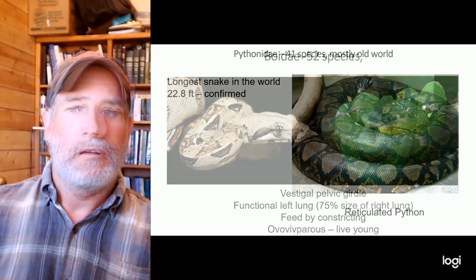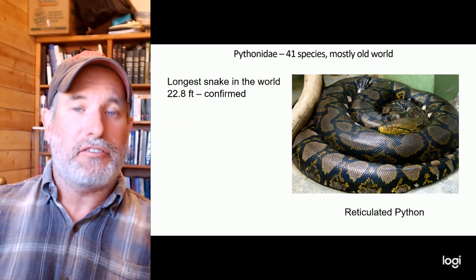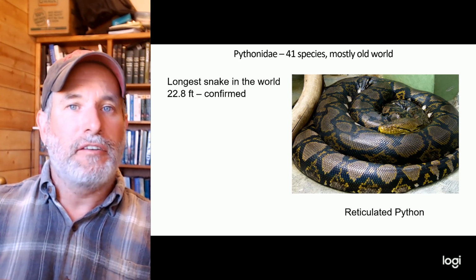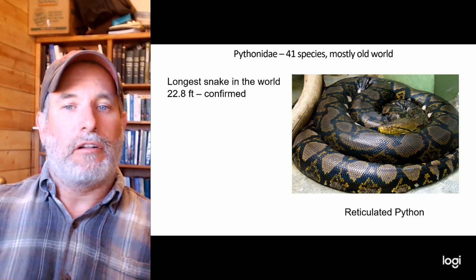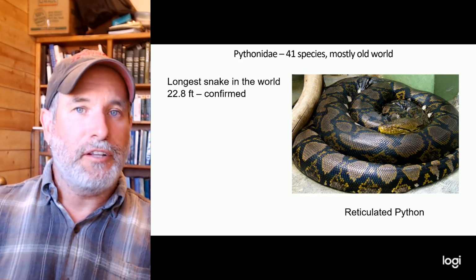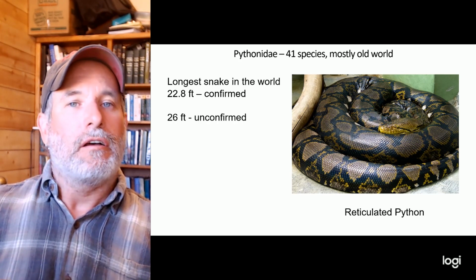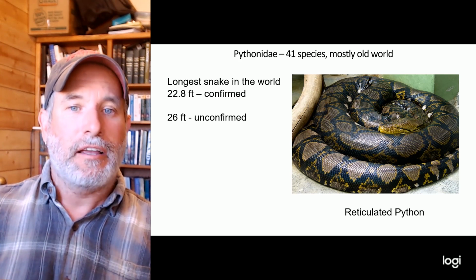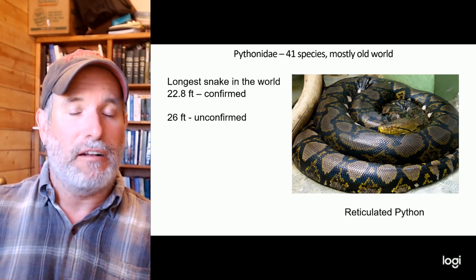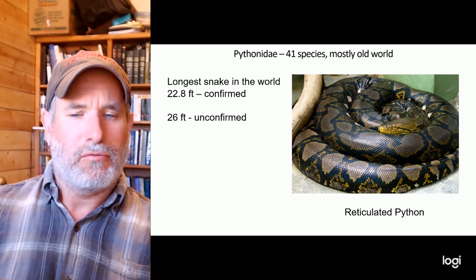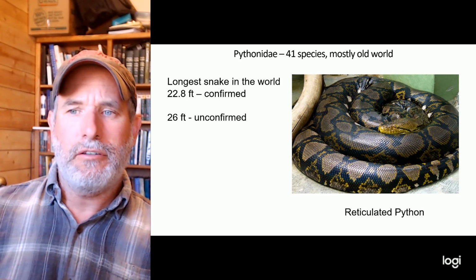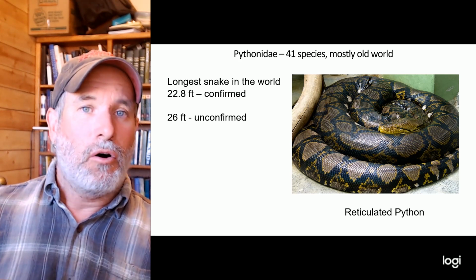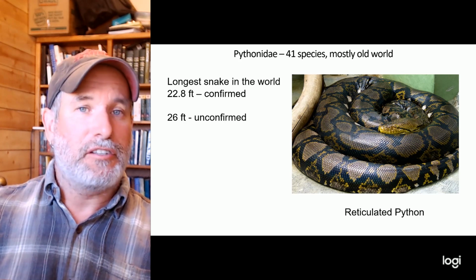The other group of snakes that are very large are, of course, the pythons, and there's 41 species, and these are mostly in the Old World. Now, the longest snake that we've confirmed is 22.8 feet long. That being said, there are records of these reticulated pythons getting up to 26 feet. Although this is unconfirmed, because really the only way that you can accurately measure these things is either when they're dead or when you've heavily sedated them.